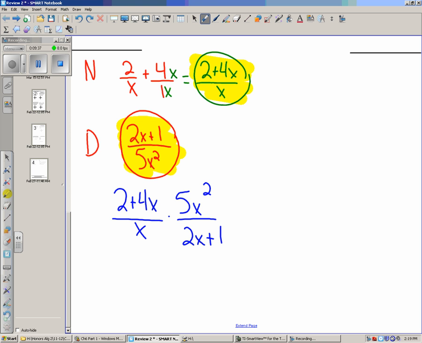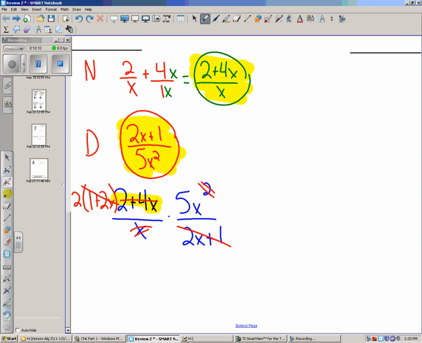And now I am ready to factor. So looking at the numerator here, I can take a 2 out, so I'm going to do that real quick. And when I take the 2 out, I'm going to be left with 1 plus 2x. And then I can simplify that 1 plus 2x with the 2x plus 1. Same thing, just written in a different order. And then with my 5x squared and the x, I can take an x out.